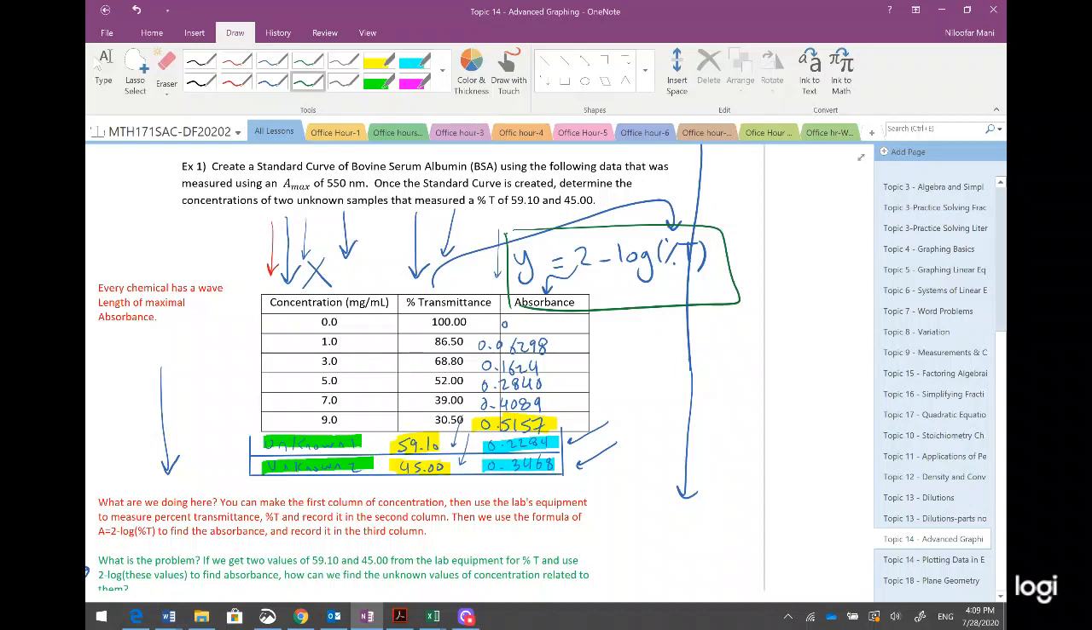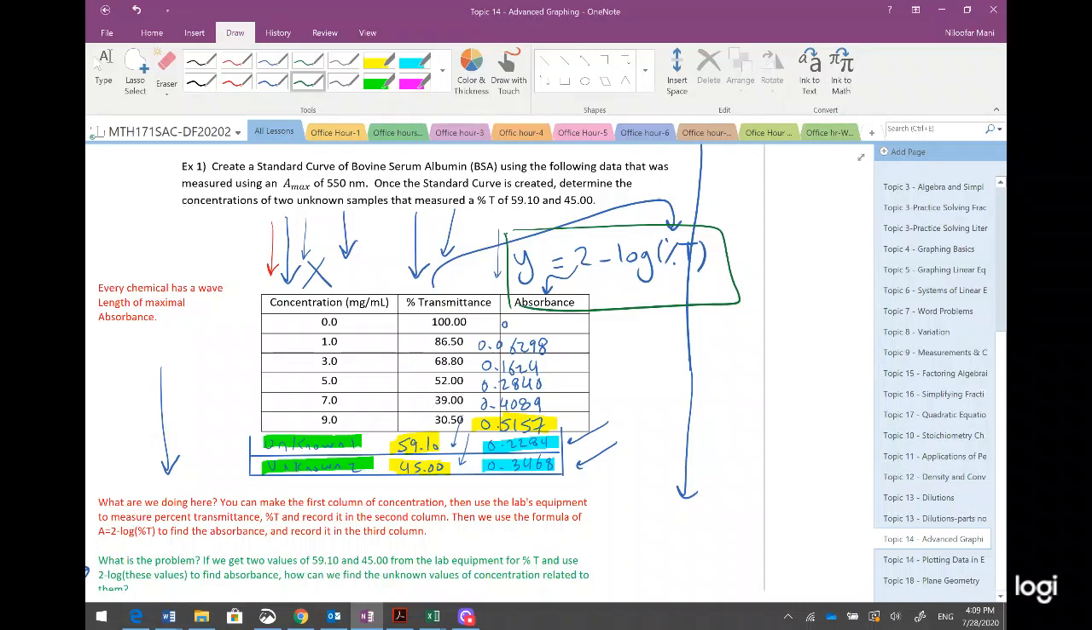What is 2 minus log 100? Log 100 is 2 because 100 is 10 to the power 2. You learn how log works in Math 273, but for now, you can just use your calculator. 2 minus 2 is 0, and the next one, and the next one. So, you have the first column, you measure the second column, and you calculate the third column. That's the red part you read.